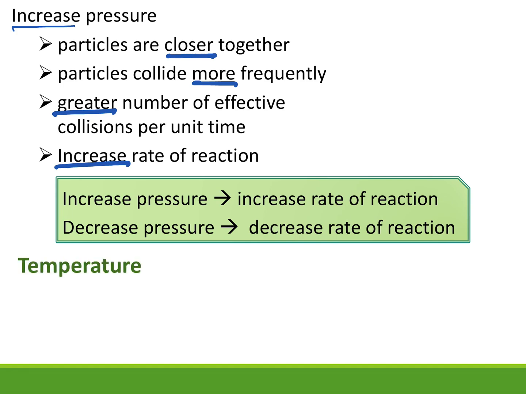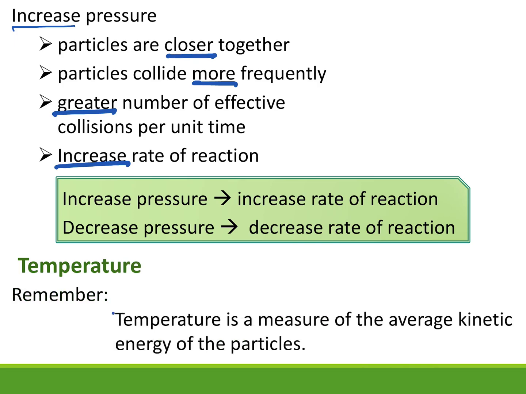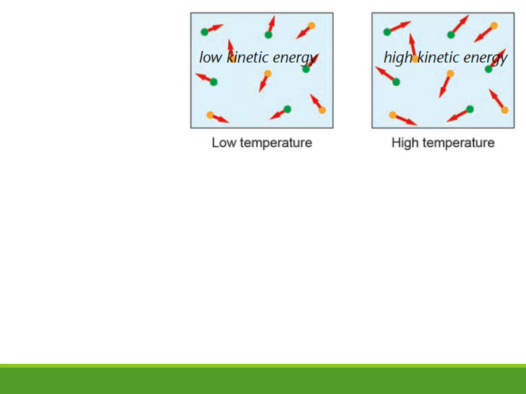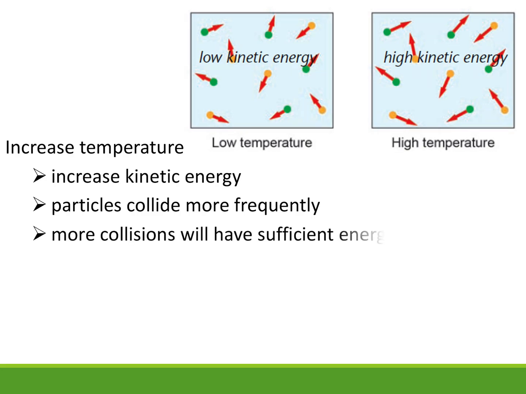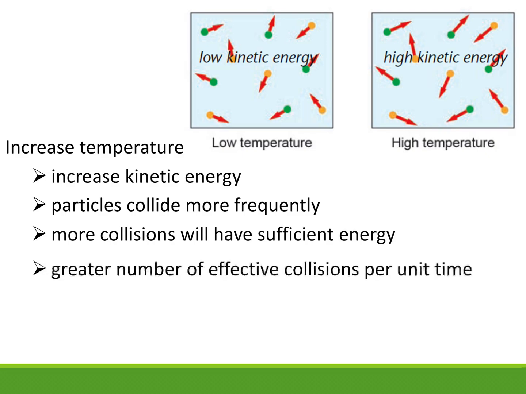Let's talk about temperature, which we've actually done a lot, especially in part 1. Remember, temperature, and this really is a definition by the way, is a measure of the average kinetic energy of the particles. So this is now not only about making them collide more often, but making them collide with sufficient energy. If I increase temperature, we increase the kinetic energy, particles collide more frequently, more collisions will have sufficient energy, we have a greater number of effective collisions per unit time, and we increase the rate.